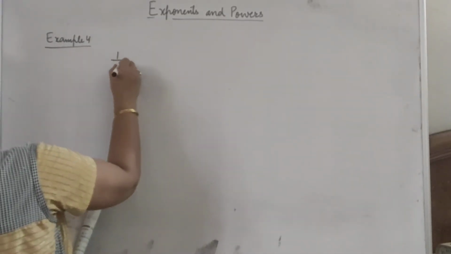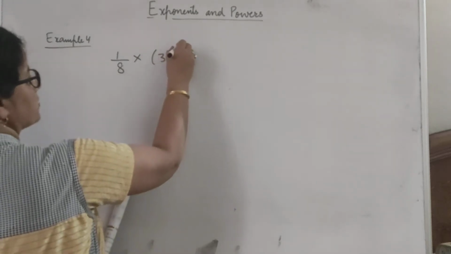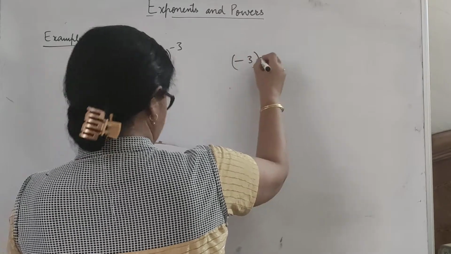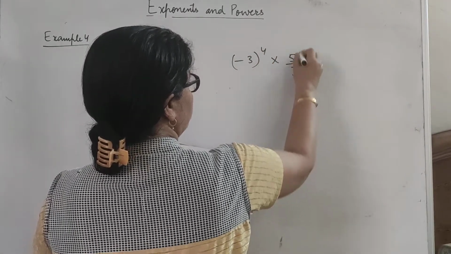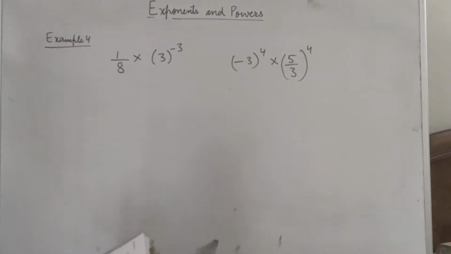(1/8) multiplied by 3 raised to the power minus 3, and (−3/5) ... (3/5) raised to the power minus 3. Both are having power 4. Simplify and express in exponential form.